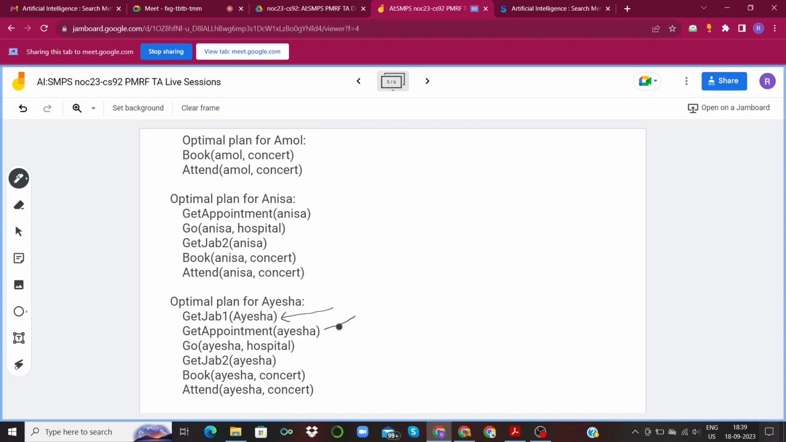So basically the plan for Aisha is to get jab 1. Then she has to get an appointment to get the second dose of vaccine. Then she has to go to the hospital to get the second dose of vaccine, and then she has to get the second dose of vaccine. That will be the fourth step. And once she has gotten the second dose of vaccine, then she can use the book operator to book her ticket for the concert, which is the fifth step. And the sixth step is to use the attend operator to attend the concert.